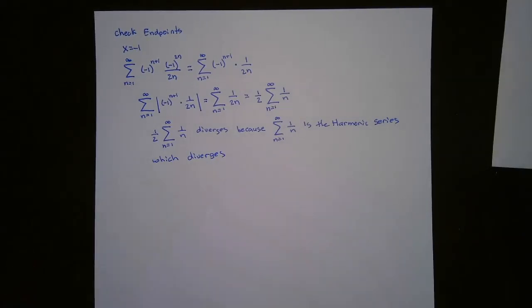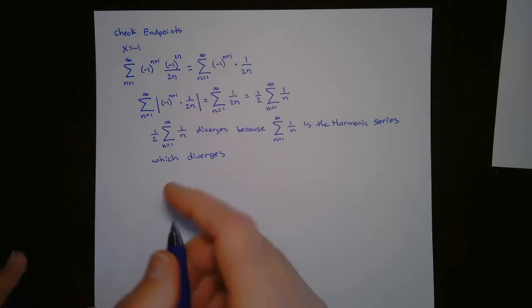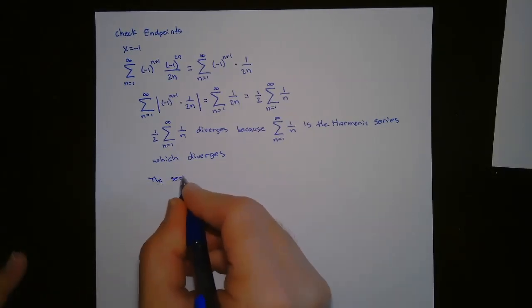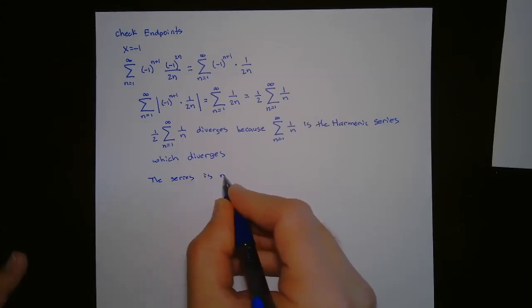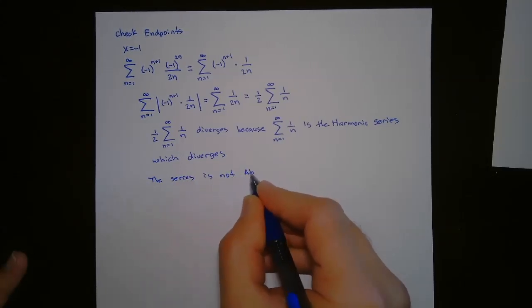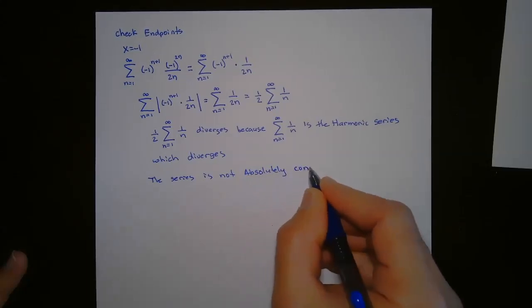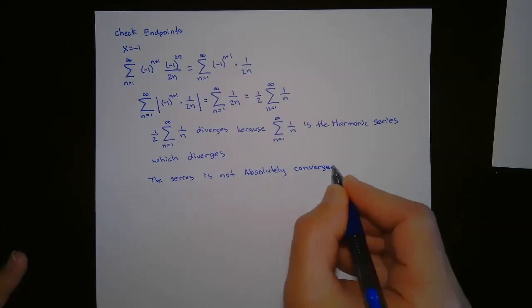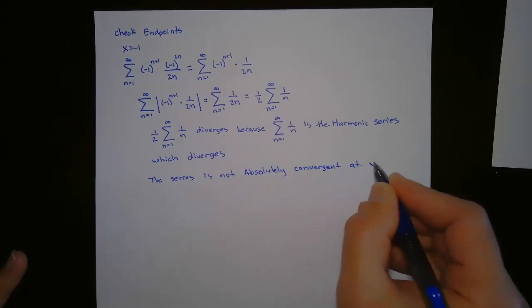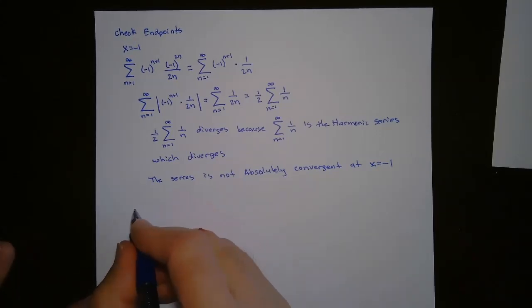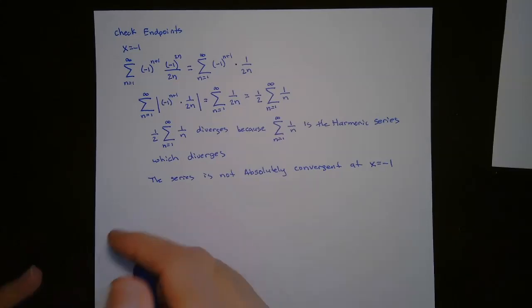Okay, so what we've established is the series is not absolutely convergent at x equals -1, okay? It could still be conditionally convergent, okay? All right, so now we gotta look at, is it conditionally convergent?